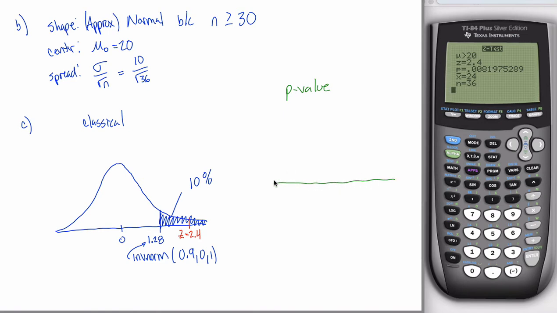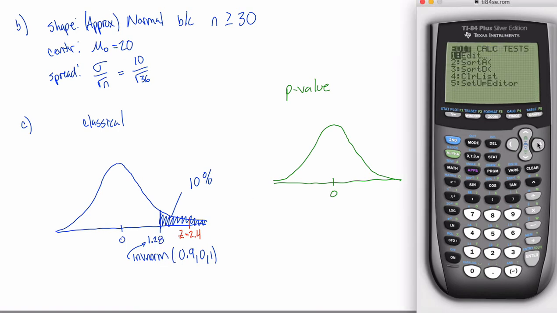I still want to draw something that's approximately normal because the shape, center, and spread that I listed up here are still relevant. I still want 20 in the middle, and I'll depict that with the 0 because I still want normalized values. The nice thing about the p-value method is I don't need to do this inverse norm function because I don't need to find the critical values. I can go straight to stat, and then tests, and then z-test, and put in all this information. It's the same because I haven't changed anything. And then either calculate or draw. I'm going to do draw this time, but you can do either one.